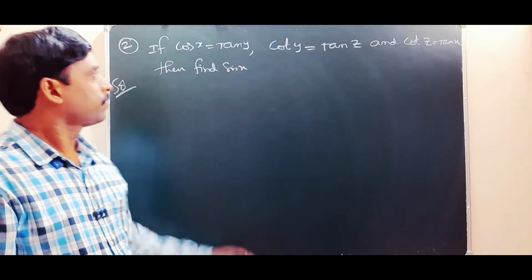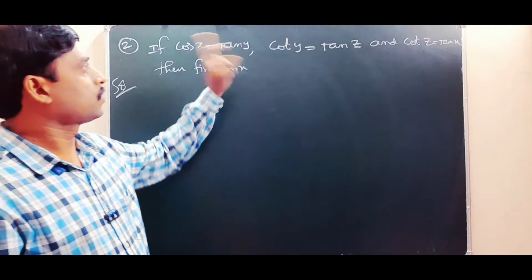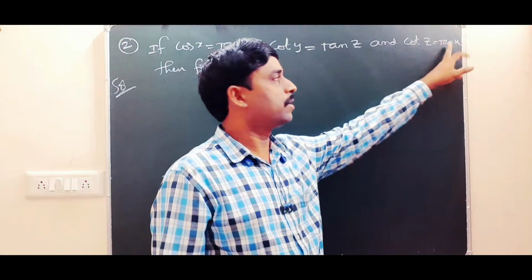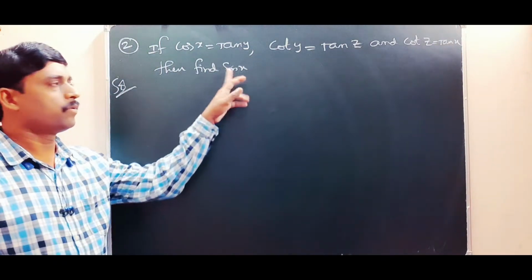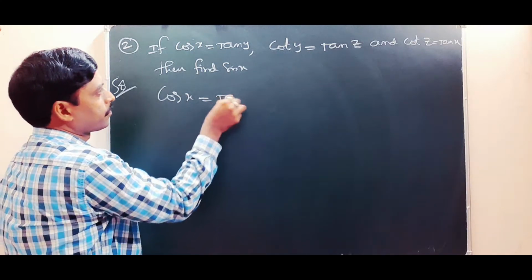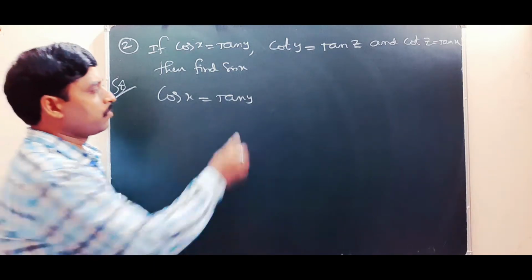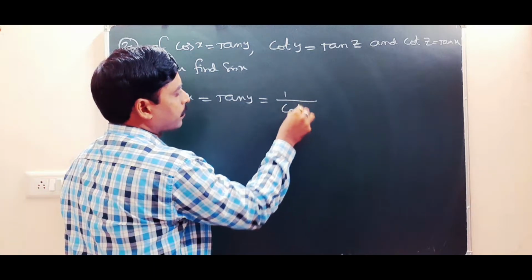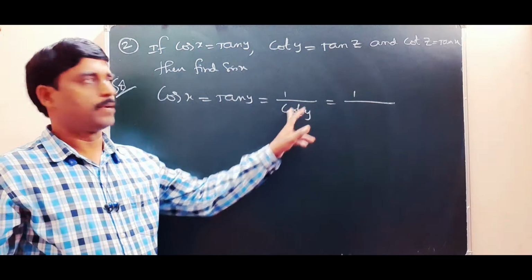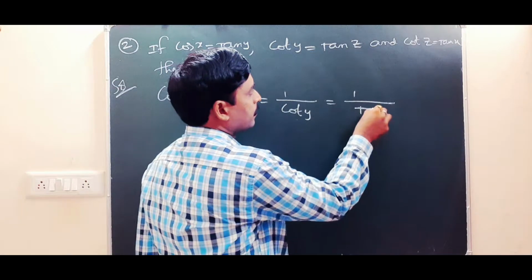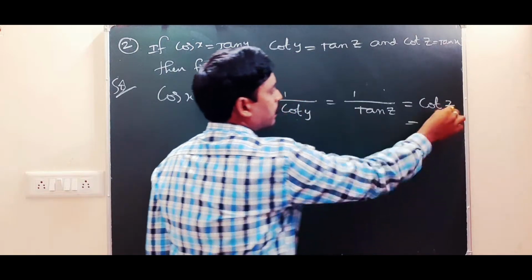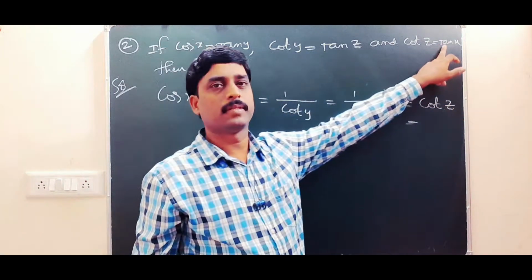Let us go to the next problem. In the statement, cos x value is tan y, cot y value is tan z, as well as cot z value is tan x. Then we have to find sin x. So let us take cos x is equal to tan y. So tan y is nothing but 1 by cot y, which is 1 by the value given from the statement, tan z. So 1 by tan z is nothing but cot z. Cot z value is given from the statement as tan x.